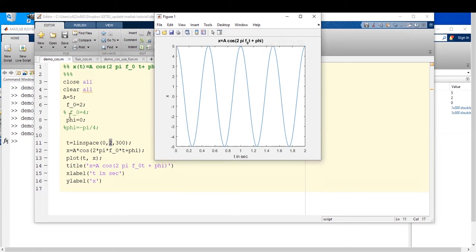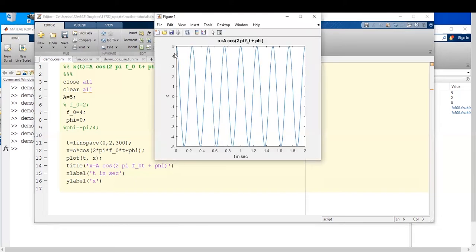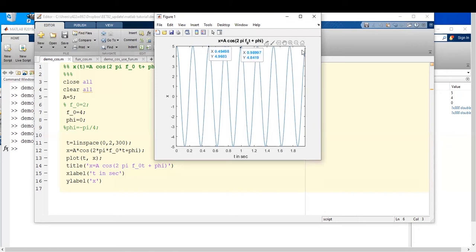Okay, so now let's change the frequency a little bit. Let's change the frequency to 4, and we still want to plot the time duration from 0 to 2 seconds. Now we should see 8 cycles in total. So let's run the program. You can see here we have 8 cycles in total: 1, 2, 3, 4, 5, 6, 7, 8.